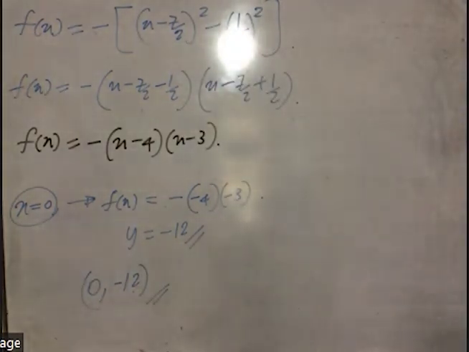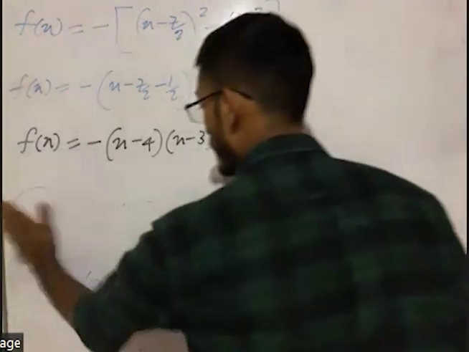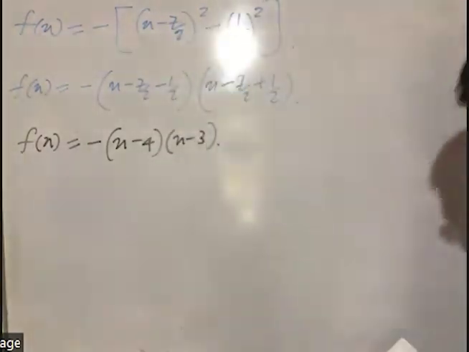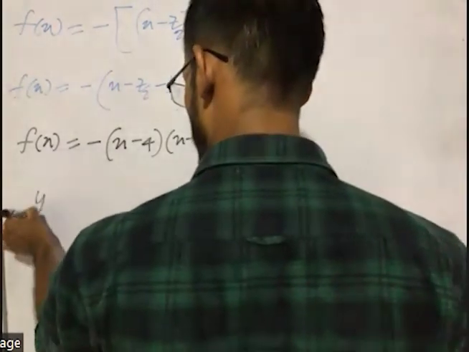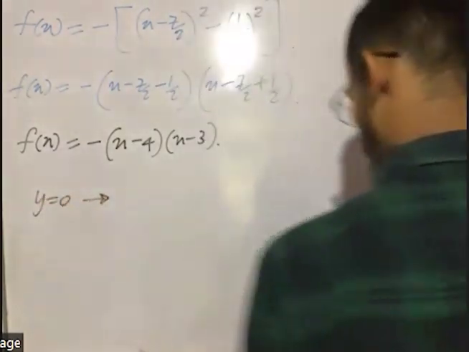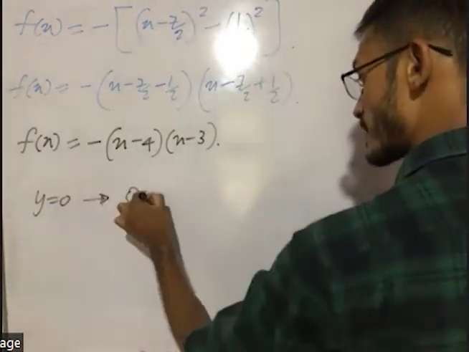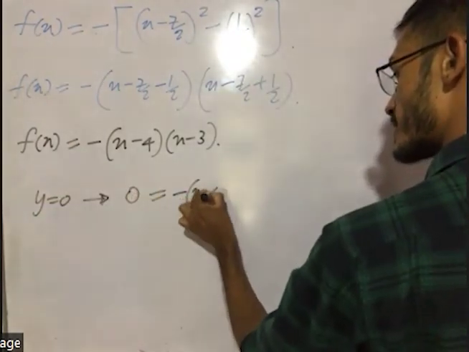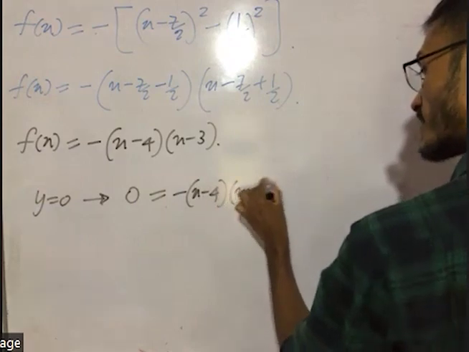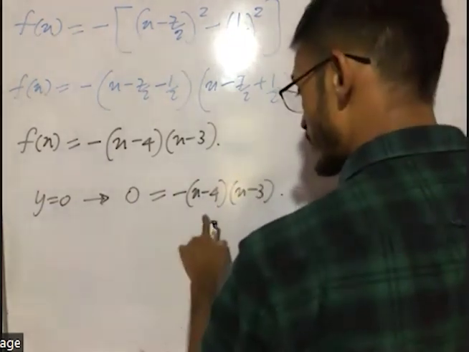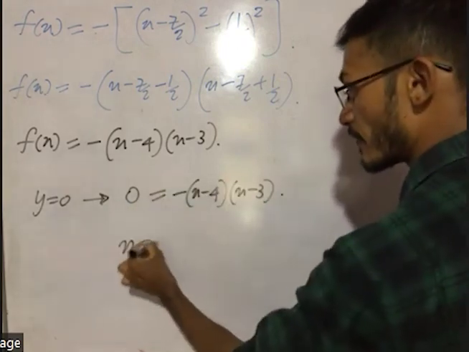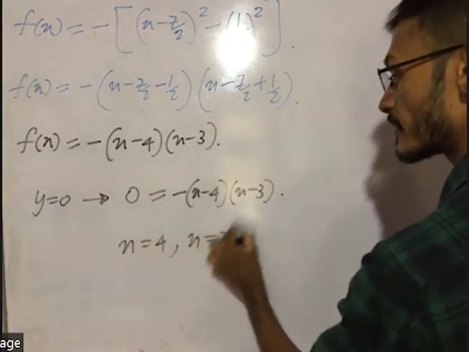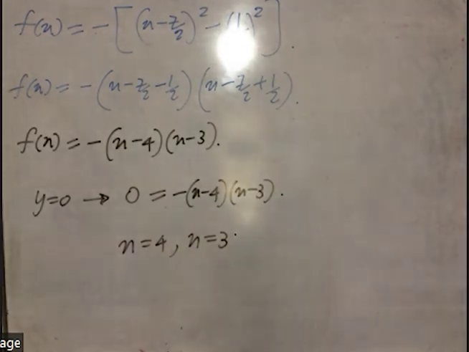Right? Okay. Same way, we can find the x-intercept value or the intersection point of the x-axis. Right? When y equal to 0, this f(x) will become 0: minus x minus 4, x minus 3. Right? Then these two factors separately will equal to 0. Then x equal to 4, comma x equal to 3. Right? Now using these details, you can draw the graph of the function.